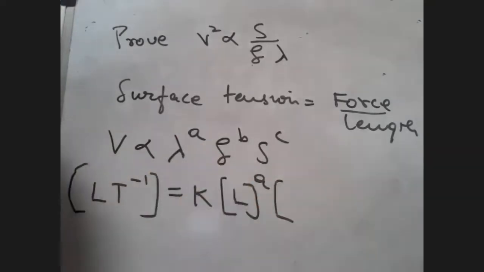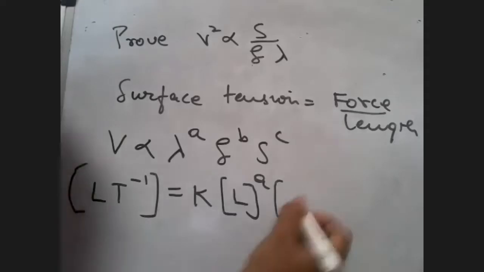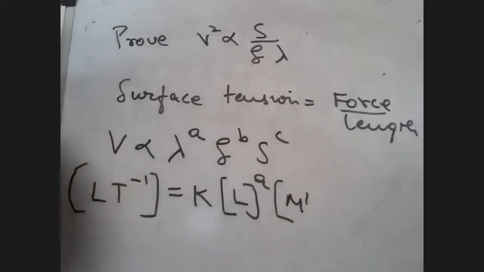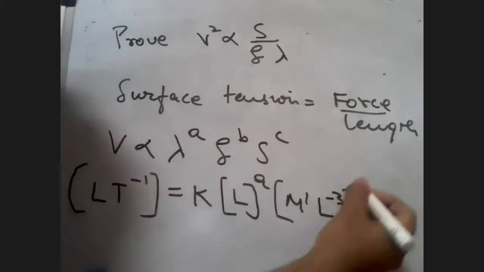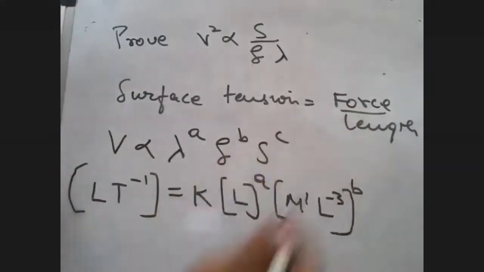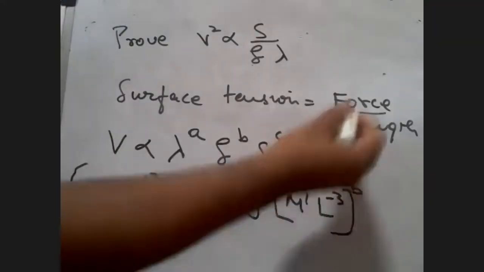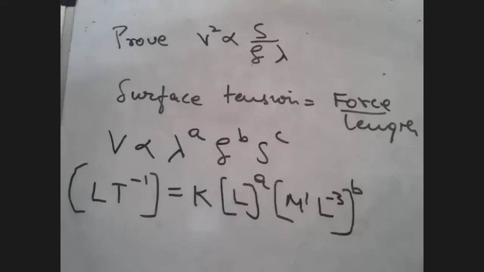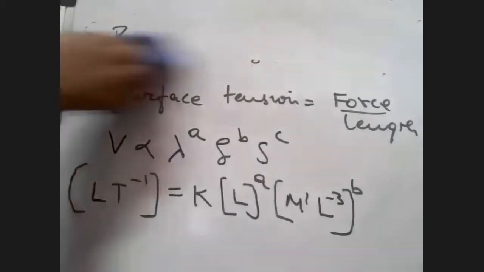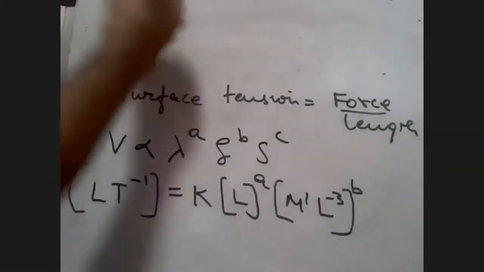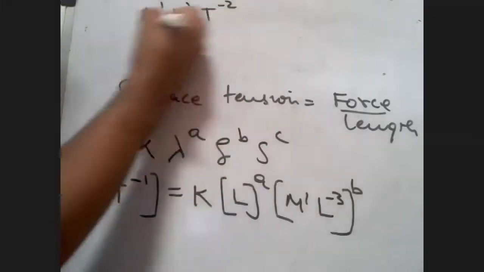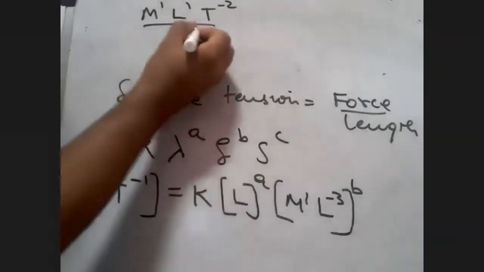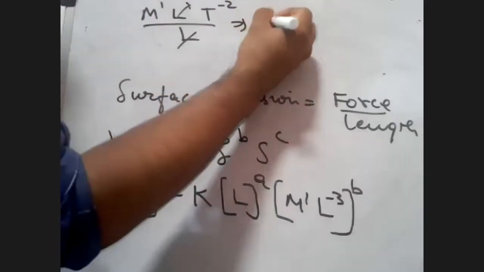Density is mass upon volume. Mass is going to be M raised to 1, and of course volume is going to be L cubed, so you will take it up as L raised to -3, and raised to b. And surface tension is force upon length. Students, find out what is the dimension of this. Everyone calculate. Force is what? Kg meter per second squared, isn't it? So it is going to be M, meter is length L, and second squared is T raised to -2, upon length L. Cut the L out. So you are going to get M T raised to -2.